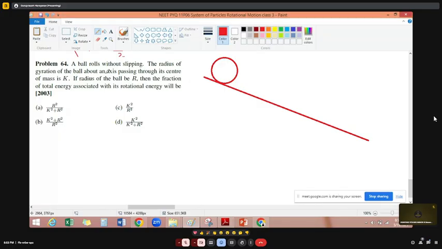Whenever they say "without slipping," it means it is rolling well. So that means it's a rolling problem. But don't get scared. Rolling problems are kind of easy only. I don't think they ask you very difficult questions in rolling. In NEET, in JEE Advanced and all, they ask very difficult questions. But in NEET, mostly I've seen some direct formula substitution problems only they are asking.